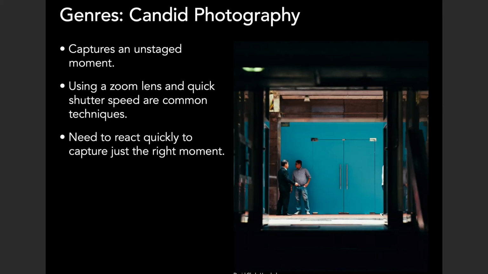Another genre is candid photography. With candid photography, you're trying to capture an unstaged moment. So as a photographer, you sort of want to fade into the background. You don't want to be noticed. And using a zoom lens can help you be further away so that you aren't noticed. As soon as someone notices that you're taking a picture of them, people have a tendency to try to pose. They become awkward. So a truly candid photograph, the people don't notice that you're there.